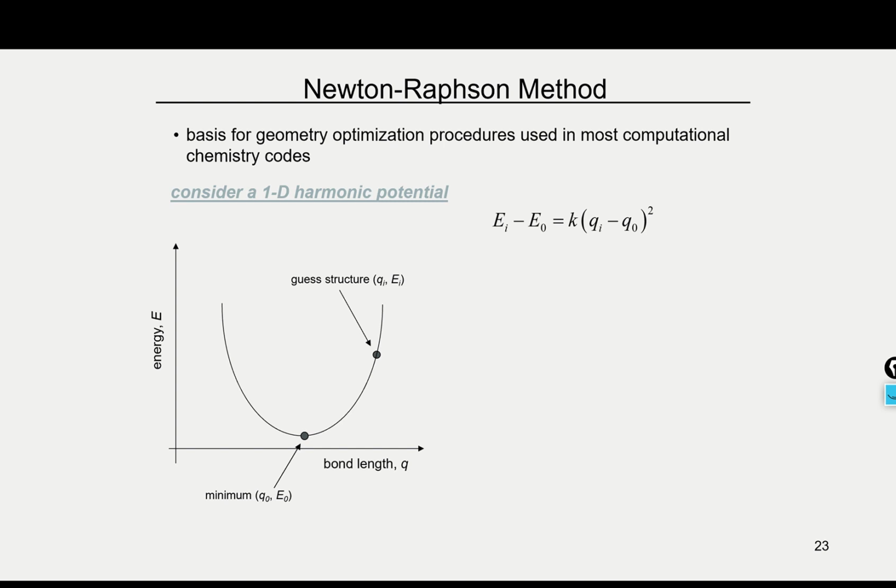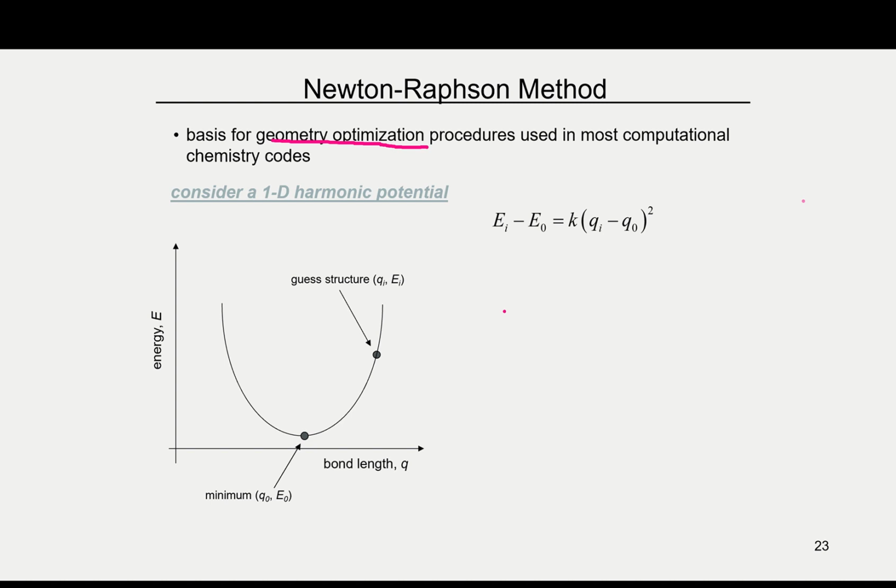What is the Newton-Raphson Method? The Newton-Raphson Method is the basis for geometry optimization procedures used in most computational chemistry codes.